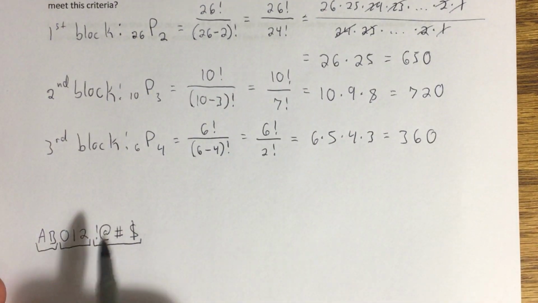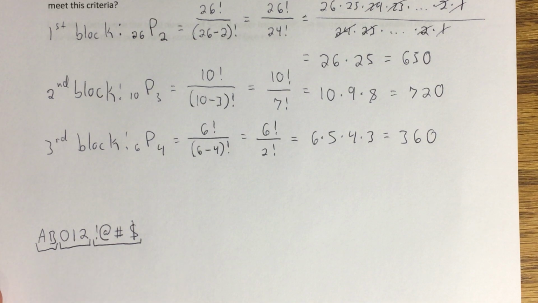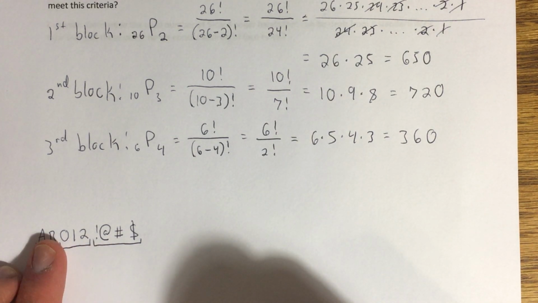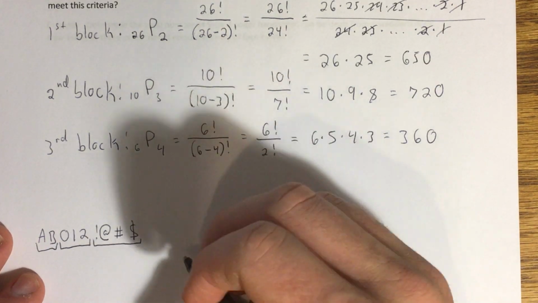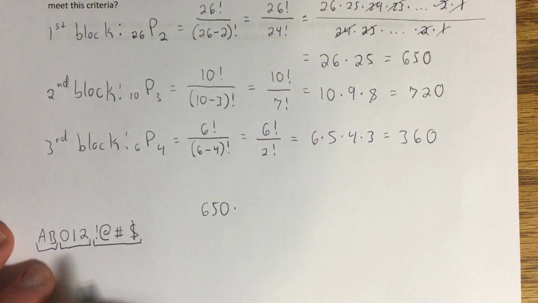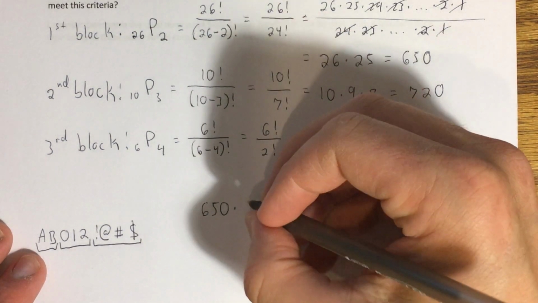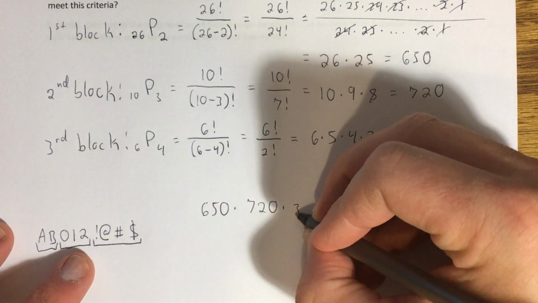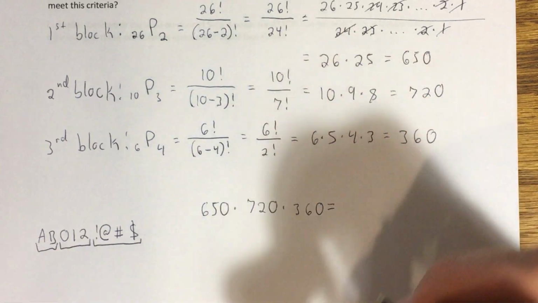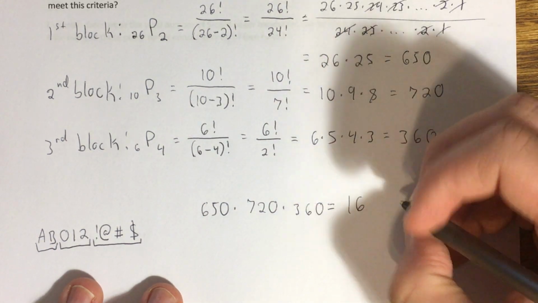Okay? So now for my final answer, because I just got 3 different values here, what am I supposed to do with those? Well, remember, each of these represent a block of this code. And I can think of creating blocks of this code as parts of a 3-part task. So that's where we go back to the fundamental counting principle. If I want the total number of possibilities here, I take the total number of possible ways of choosing the first block, which is 650. Multiply that to the total number of ways of choosing the second block, which is 720. Multiply that to the total number of ways of choosing the third block, which is 360.